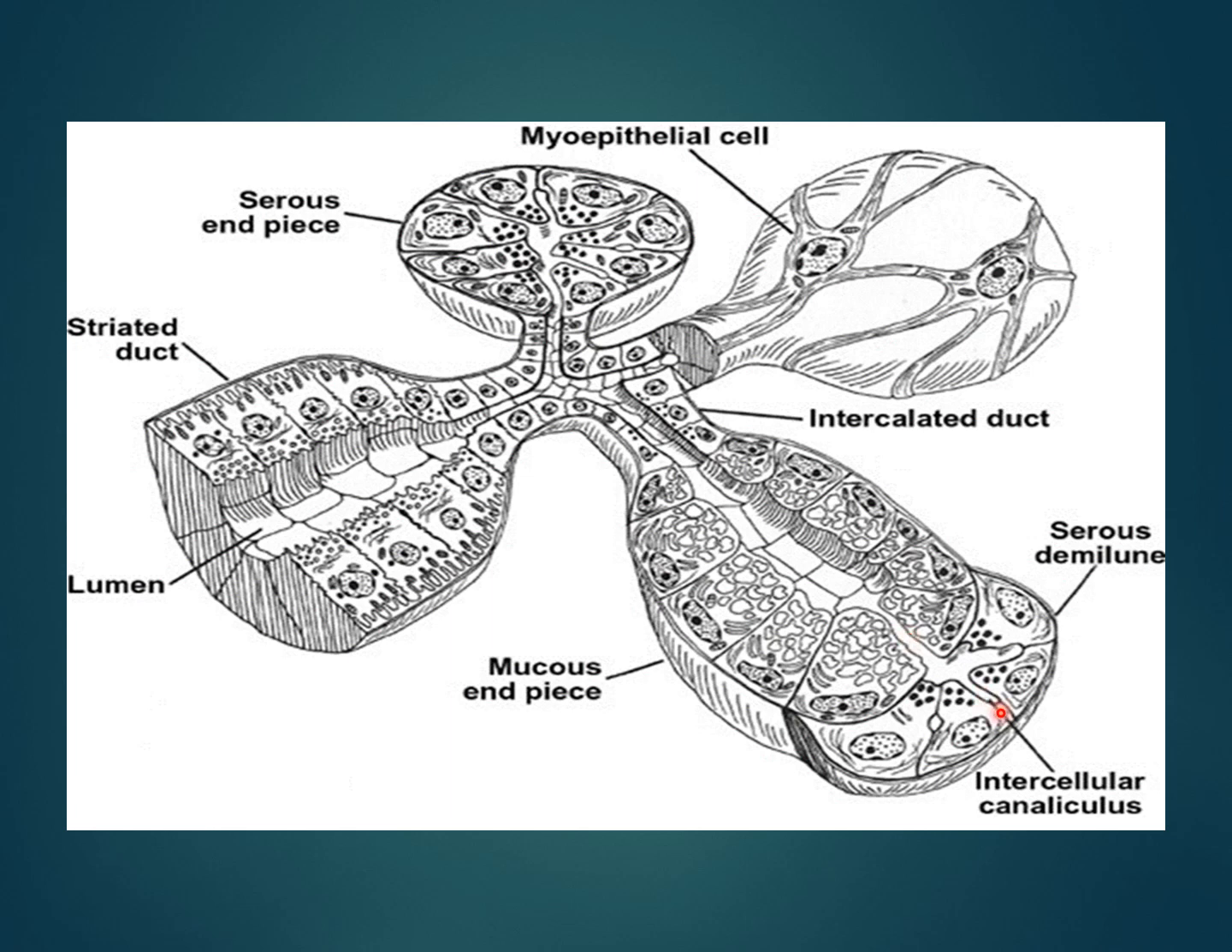And there is also intercellular canaliculus. The cells are large. They are tubular or round in shape. The entire mucous endpiece is tubular or round in shape. The cells are pyramidal in shape and they have a large lumen.